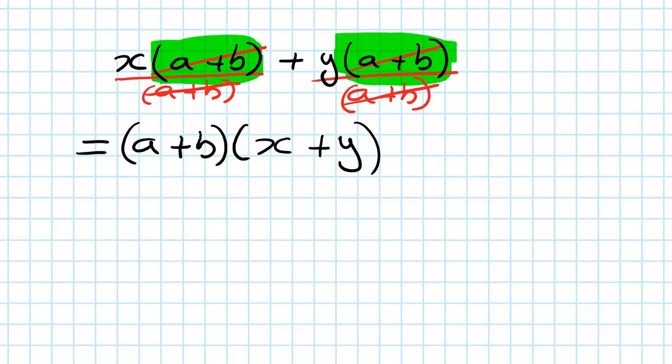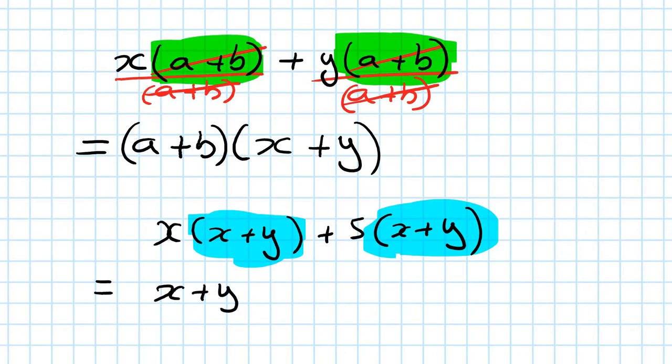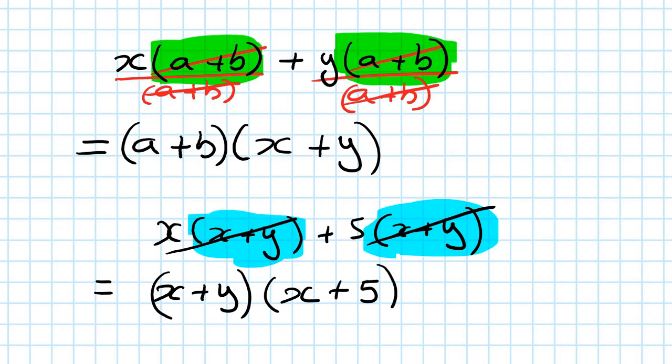Next one, x(x + y) + 5(x + y). Again, the common factor is (x + y). That's your common factor. So you take it out, which is (x + y). You take the common factor out, so this is gone. If you divide by itself, you're left with x inside here and then + 5. That's all.